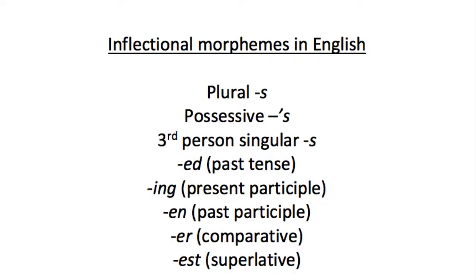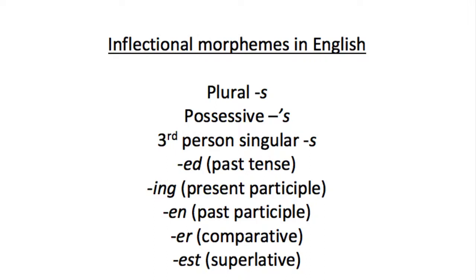So we have the plural S, which denotes more than one. We have the possessive S, often written with an apostrophe and then an S. We have the third person singular S, such as in the phrase, he walks. We have the past tense ed. We have the suffix ing, which indicates an ongoing action. We have the en suffix, which indicates a past participle, sort of like turning broke into broken. We have the er comparative, which you use from cold to colder.